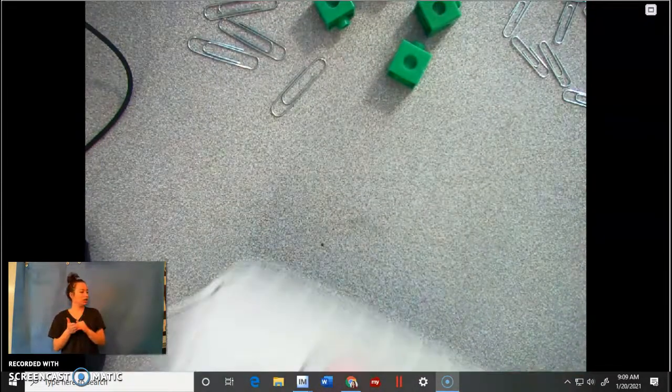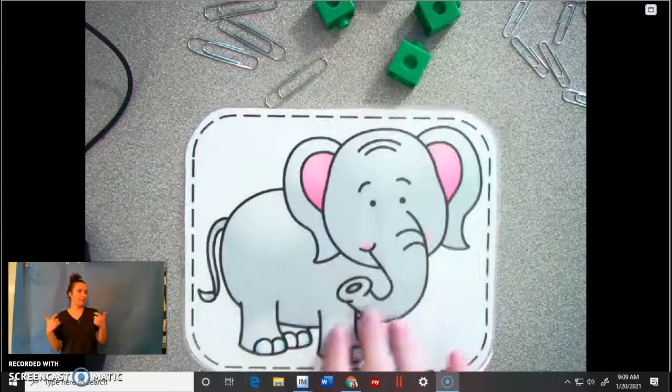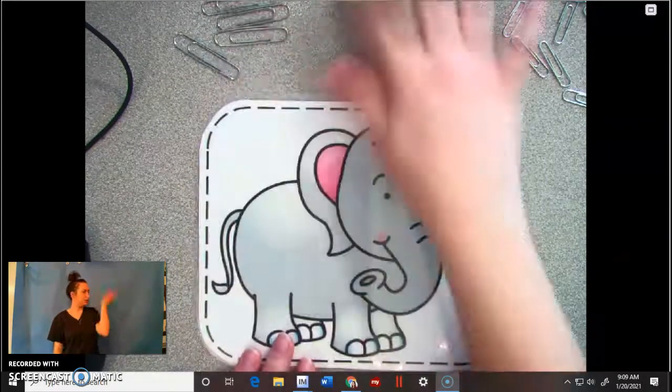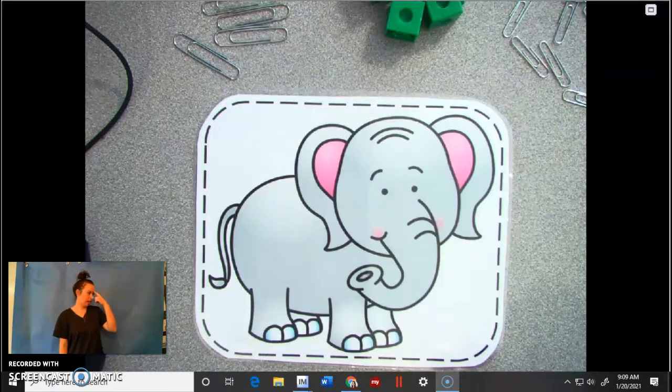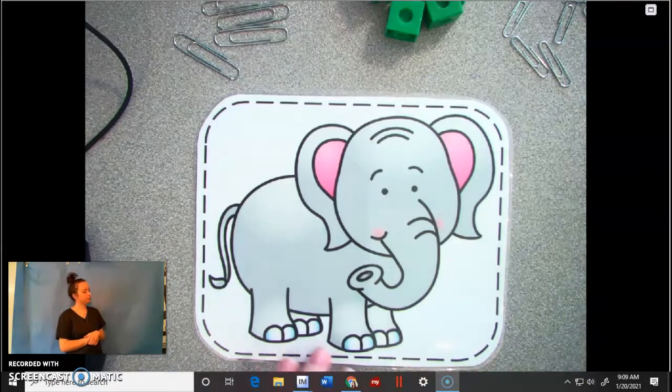Put them all back where they go. All right, we're getting some bigger animals. Now we have an elephant. I think it would take a lot more paper clips than this one will to measure a real elephant. Well, let's see how big this one is. Let's start with our small paper clips.